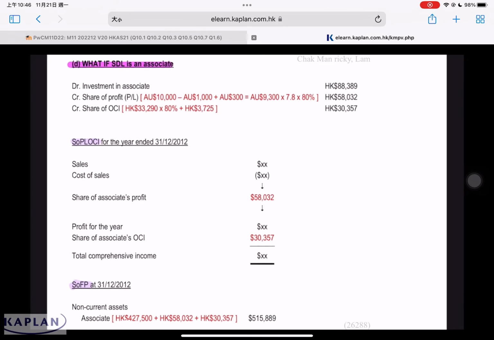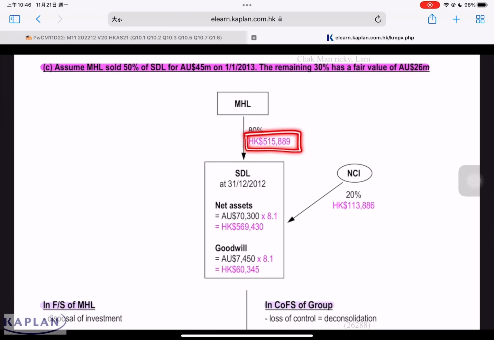Associate in the profit and loss is share of associate profits, share of associate OCI. In the balance sheet, you have this line called associate. And if you look at this figure here, it should be a figure that you're familiar with. It's the same figure we have here.